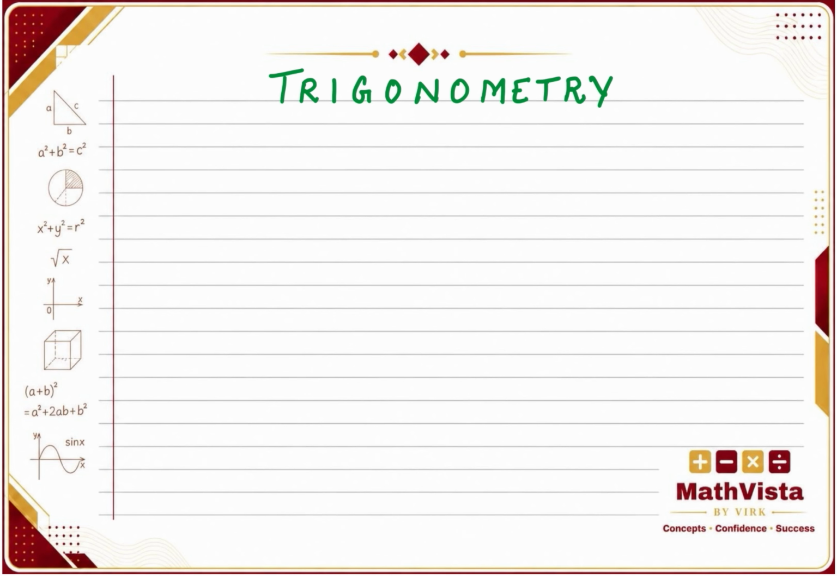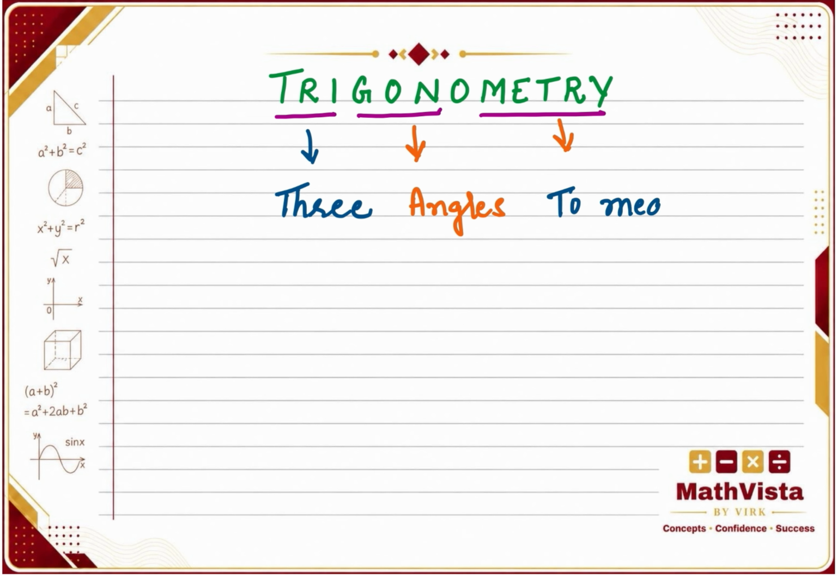Okay, so let's start with the word itself, and that is trigonometry. The word trigonometry comes from three Greek words, as you can see on the screen: tri plus gon plus metry. Tri means three, gon means angles, and metry means to measure. So it's clear from its name only that we are going to talk about measurement of triangles.